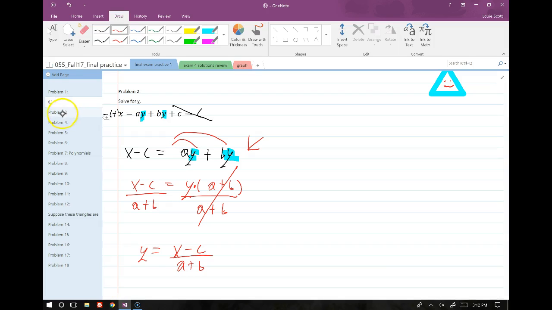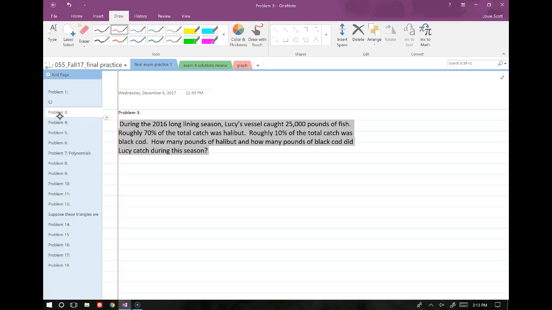All right, next problem. Oh, this one's kind of interesting. This one says, during the 2016 longlining season, Lucy's vessel caught 25,000 pounds of fish. Roughly 70% of the total catch was halibut. Roughly 10% of the total catch was black cod. How many pounds of halibut and how many pounds of black cod did Lucy catch during this season?